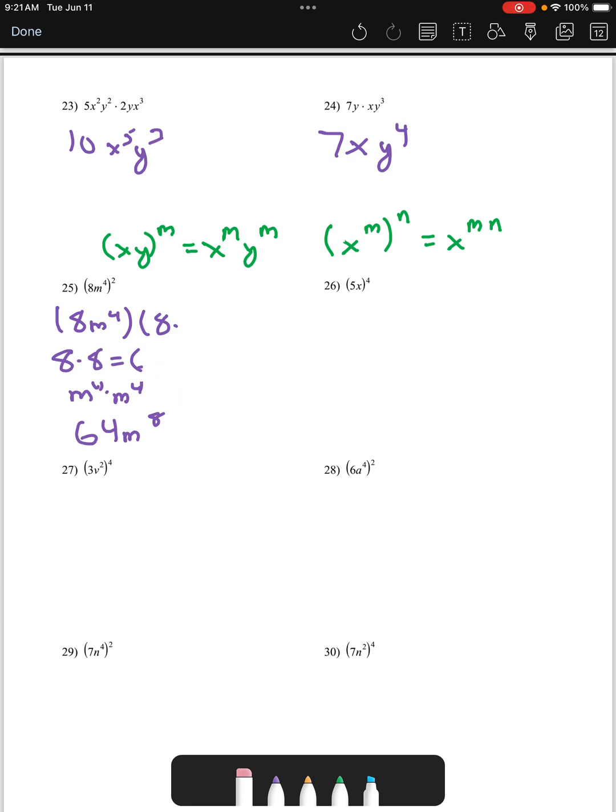Now let's look at this using the rules that are right here. So I'm going to erase the work that I just wrote. I'm going to leave the answer because we know that's what we should get. And here's what this would look like using these rules. Step one is to give the 2 to both 8 and m to the fourth. So that becomes 8 to the second times m to the fourth to the second.